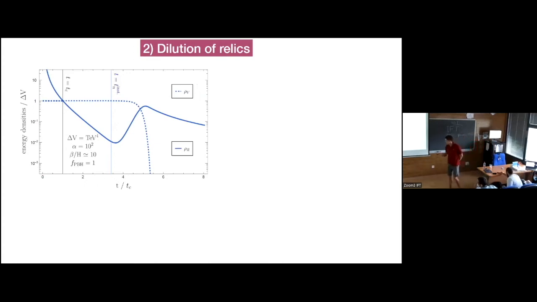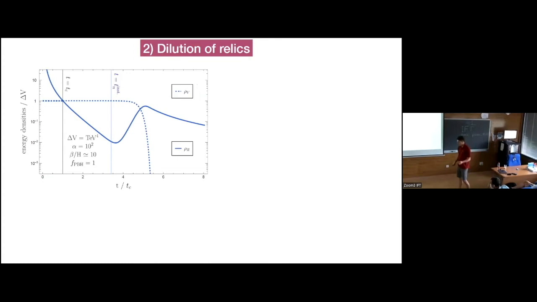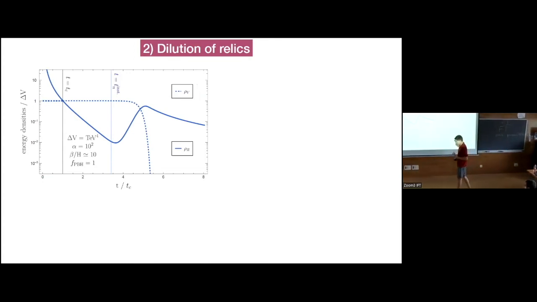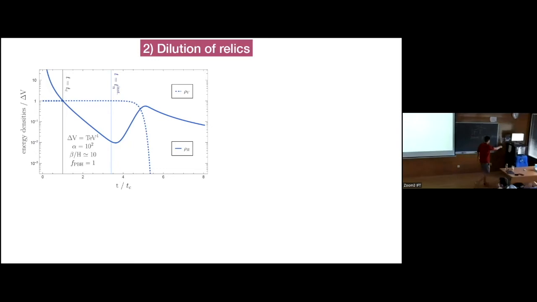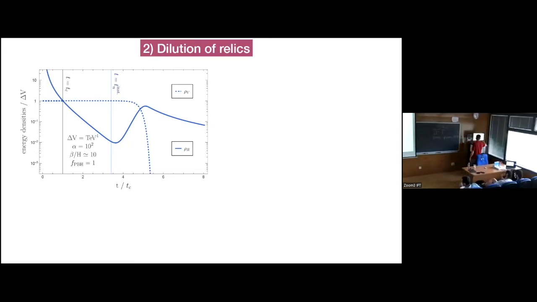The second consequence of a supercooled phase transition is a dilution of relics. Why? Because during a phase transition, there are two components in the energy density. There is a vacuum component shown in dotted, and the radiation, the heat, which is shown in solid. And you see that you have a period of vacuum domination, dotted is above solid. So radiation is redshifted away, inflated away. And then when nucleation and percolation take place, the vacuum energy is converted into heat, and you reheat the universe. And this reheating injects entropy in the universe.